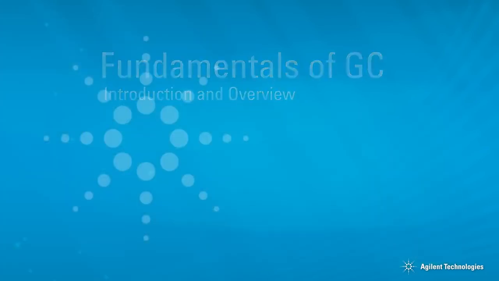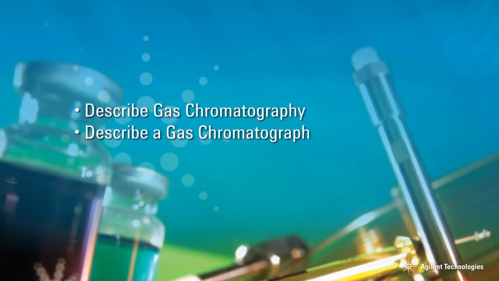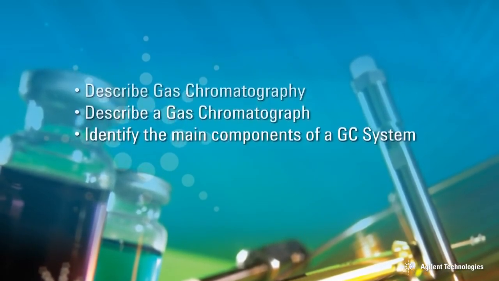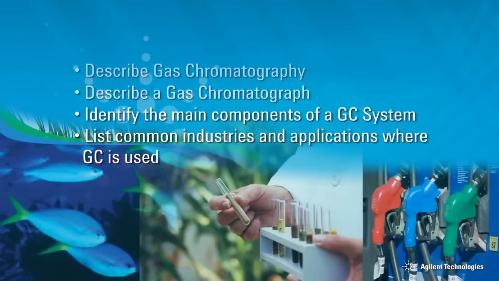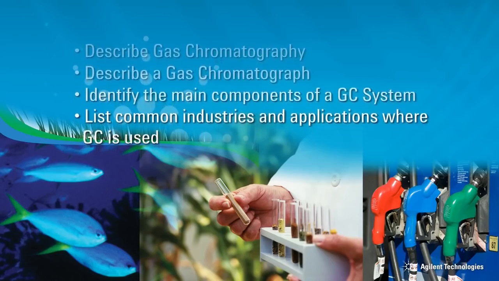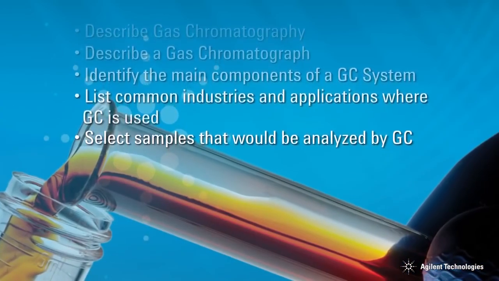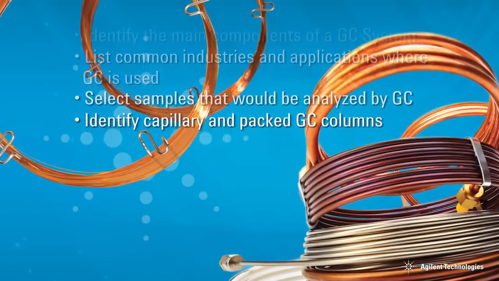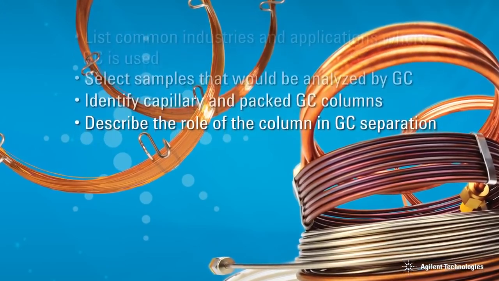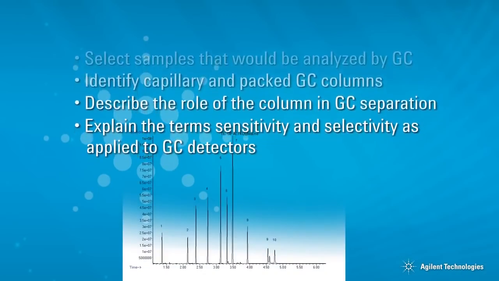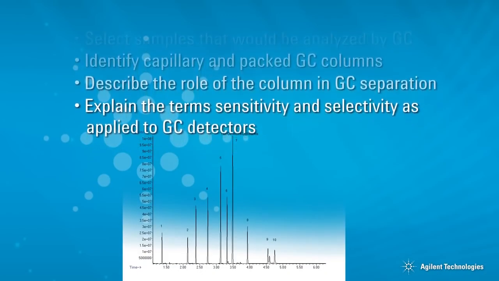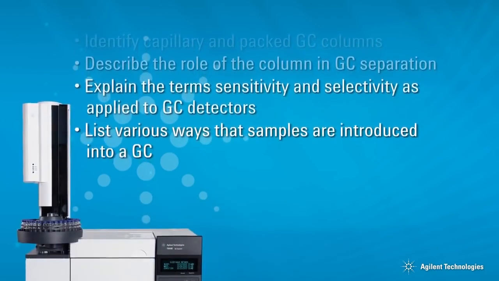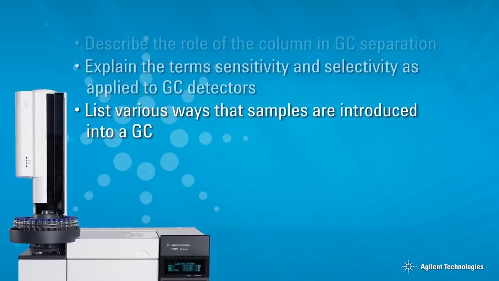centigrade or less. Completion of this introductory training module on gas chromatography will prepare you to describe gas chromatography and a gas chromatograph, identify the main components of a GC system, list common industries and applications where GC is used, select samples that would be analyzed by GC, identify capillary and packed GC columns, describe the role of the column in GC separation, explain the terms sensitivity and selectivity as applied to GC detectors, and list various ways that samples are introduced into a GC.